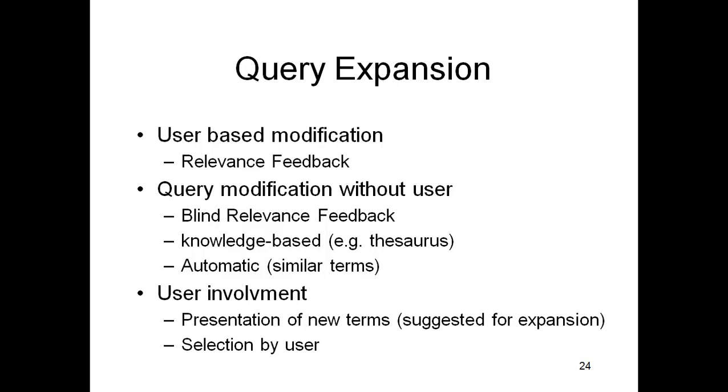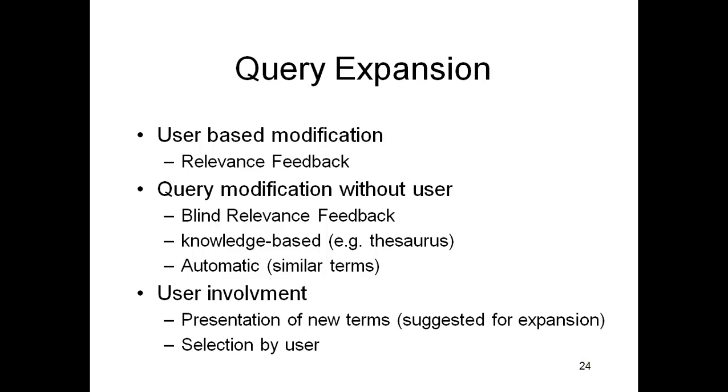Something that can happen is blind relevance feedback, as we've discussed, but there are different ways to also do that. Knowledge-based involves a thesaurus. We've talked about thesauri in the second class, I think, on manual indexing. Remember, a thesaurus is a collection of terms with their logical and semantic relations. And we could do it automatically. We'll discuss that in a second. All these things I can do again with and without user involvement.